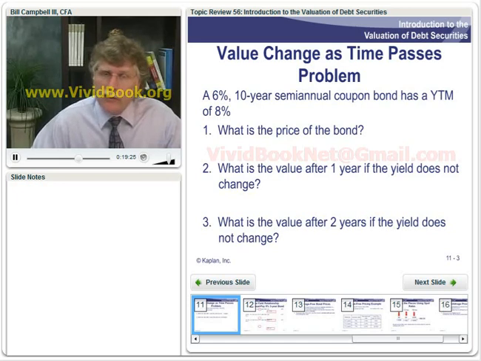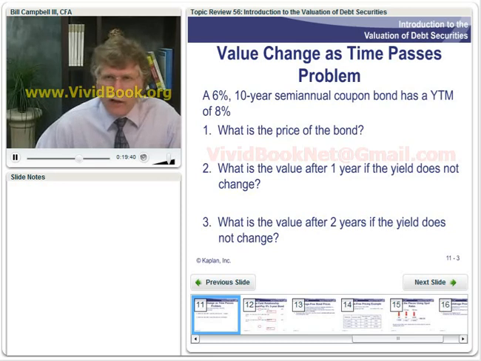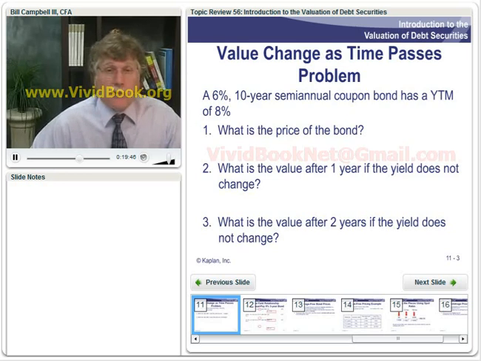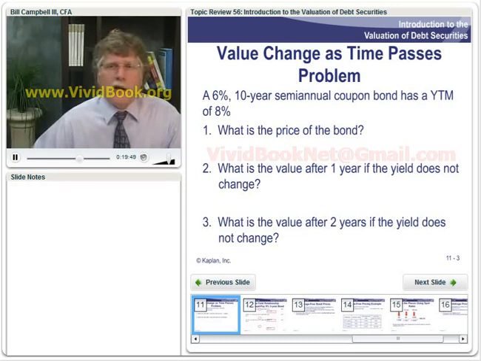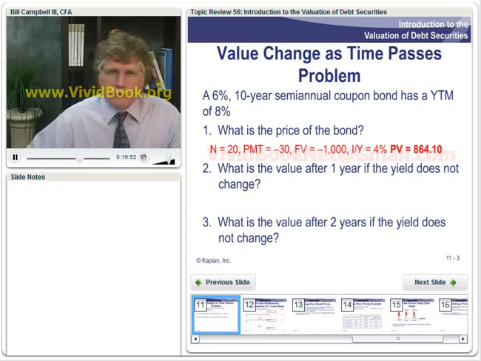But 8% isn't a whole lot higher than 6, especially on a 10-year bond. So although it's going to be a price less than $1,000, it's not going to be substantially less. It's not going to be $700. It's going to be somewhere in the $900 range, probably $900, $950, something like that. If we get a number that's too small, again, we know we messed something up. What's the value after 1 year if the yield doesn't change? What's the value after 2 years?